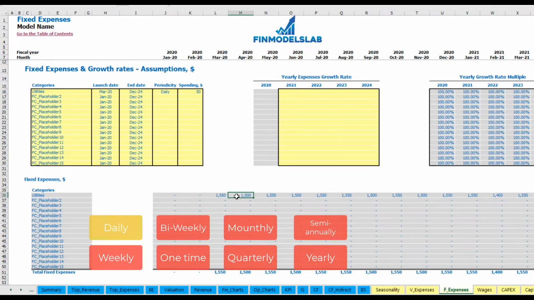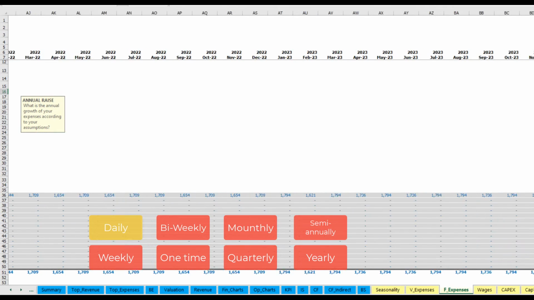It is calculated based on count of days within this month. So obviously in March 20 you have 31 days. That's why you will have 1550. In April you have 30 days. This means this will be $1500. Also, you have ability to input some growth rate year over year. Once you input this growth rate, you will see that your utilities will grow over year.